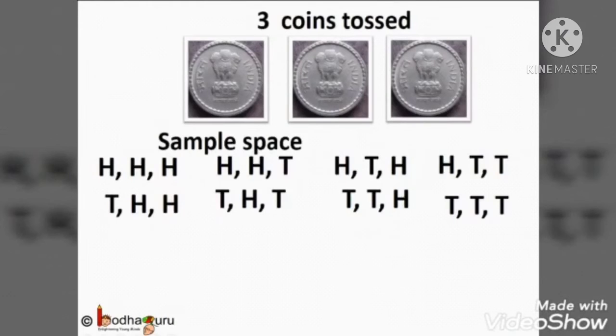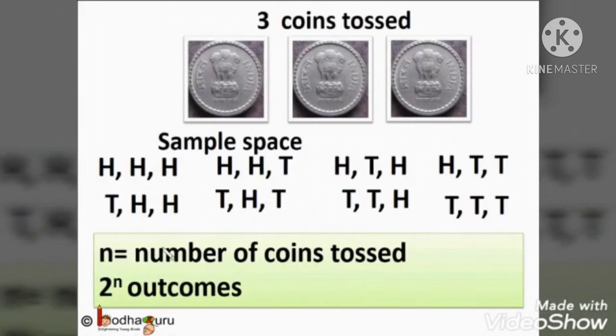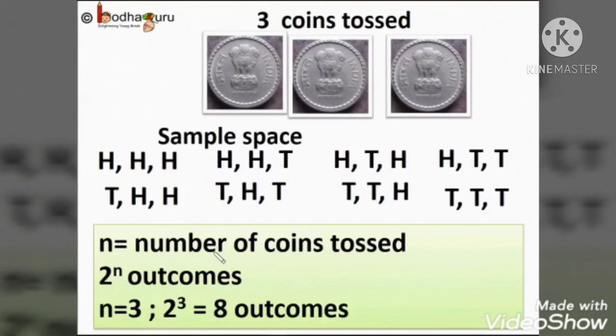Here, we got 8 possible outcomes on tossing 3 coins together. We already know if n is the number of coins tossed together, then the possible outcomes will be equal to 2 to the power n. Number of coins is equal to 3, and the number of outcomes will be 2 to the power 3, which is equal to 8. Thus, there should be 8 outcomes in case we toss 3 coins simultaneously, and this is what we found out before.